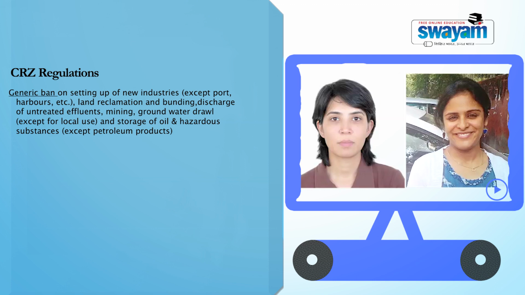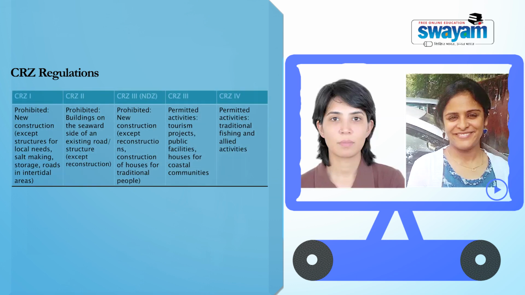banned in the CRZ. You can see a complete list of prohibitions and exceptions in component 2, that is e-text of this module. CRZ notification also has certain regulations specific to each zone. Let us have a look at those now.